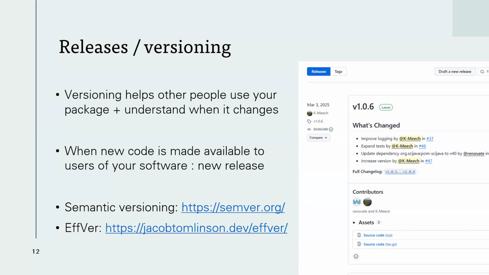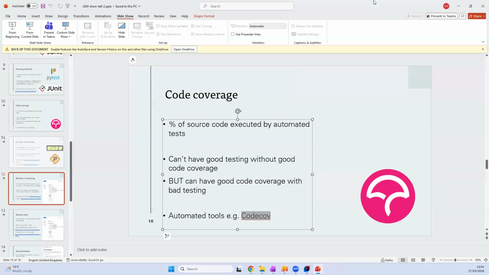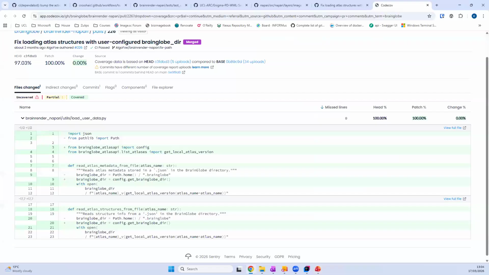But I think the main thing is just make sure that you have a different version number every time new code is going out to your users. All right, I will show you a brief example of what that looks like.